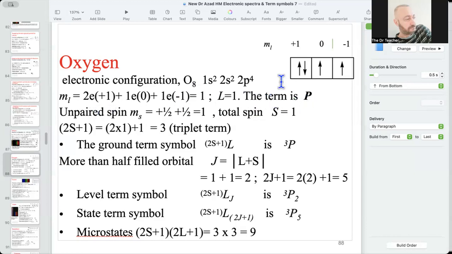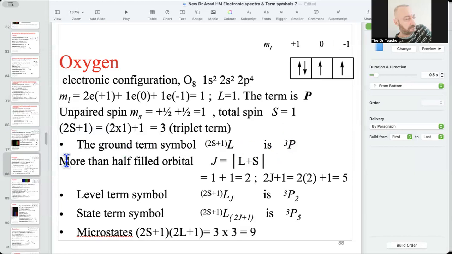Now, total spin: you have half, minus half, plus half, plus half. These will be 0. Half and half will become 1. The total spin S is 1. So 2S plus 1 is 2 times 1 plus 1, which will be 3. So the ground term symbol will be P3.